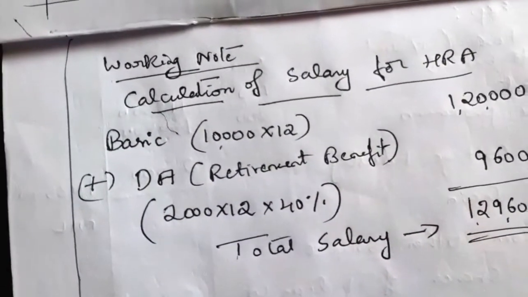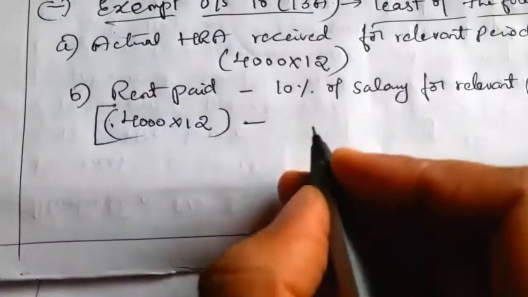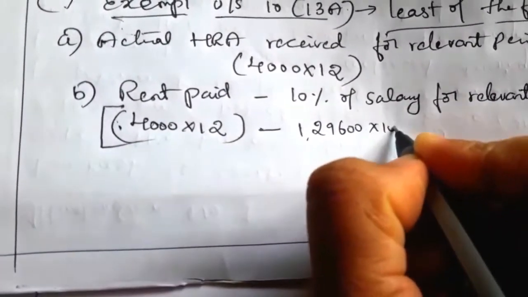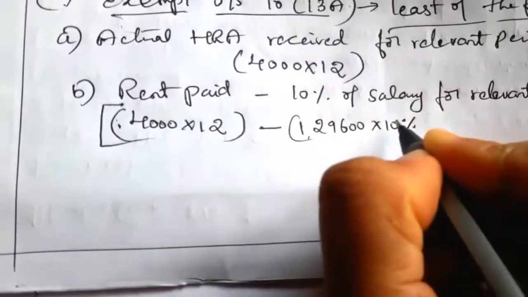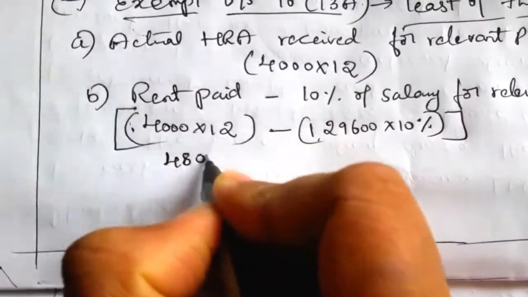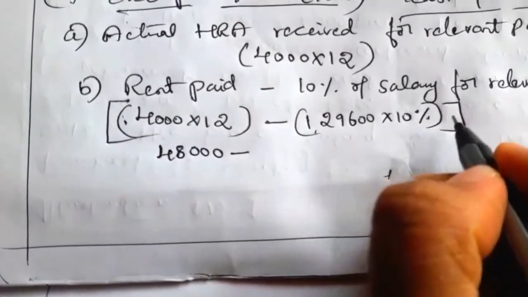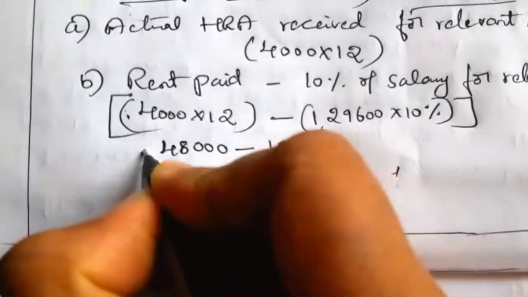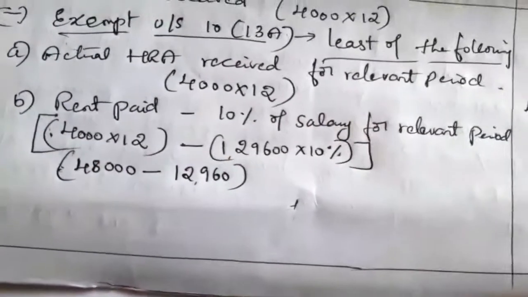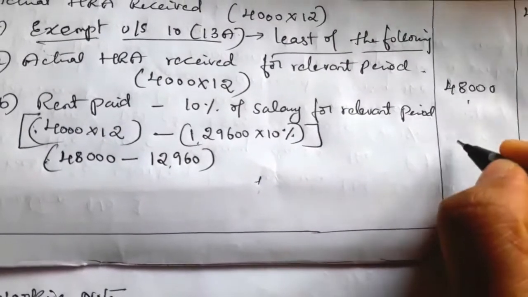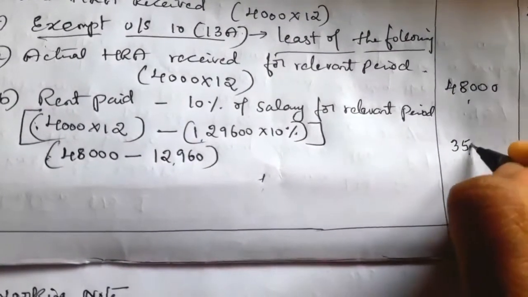Total salary is 1,29,600. Now as per the format we have to take 10% of salary, that is 1,29,600 into 10%. So 4,000 into 12 is equal to 48,000 minus 1,29,600 into 10%, which is 12,960. If you deduct, the value will be 35,040.